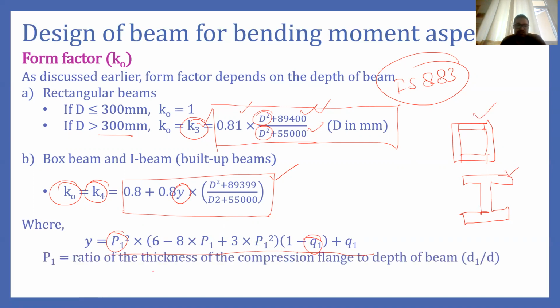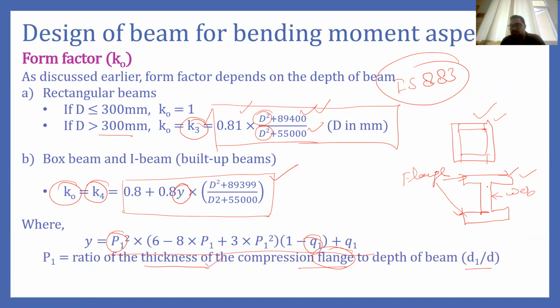P1 is basically the ratio of thickness of the compression flange to the depth of beam. Now, a new term arises, which is flange. In case of box beam or I-beam, the horizontal component, like in this case, I-beam, this is the horizontal component. This is also the horizontal component. So these horizontal components are known as flange. And the vertical component is known as web.